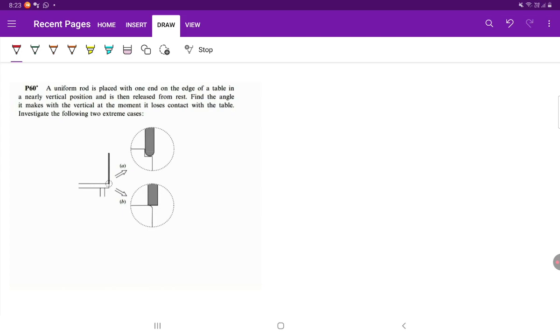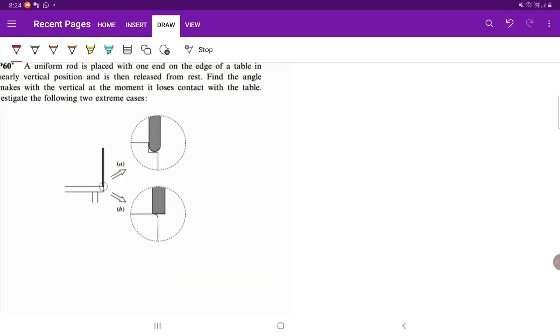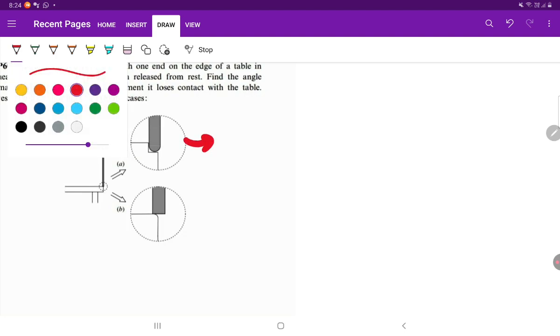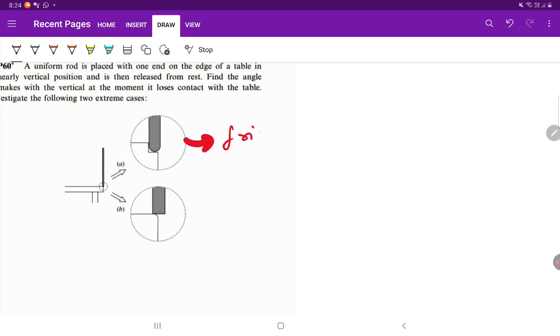So pause the video while I'm explaining the two cases. In the first case, the groove is something in the form of a square. This is a frictionless groove. And in the second case, it has sufficient friction to prevent slipping, meaning mu is very high. So this is the second case.